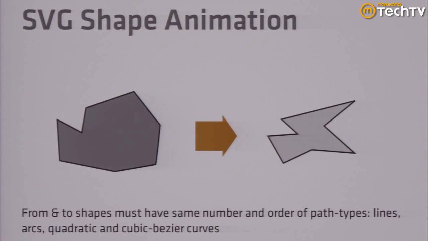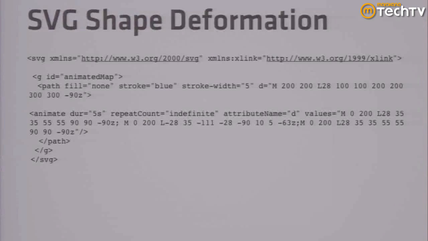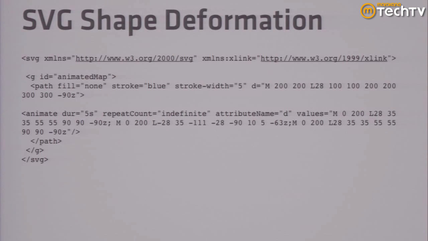So the rule here is that from and to shapes have to have the same number and order of path types: lines, arcs, quadratic and cubic Bezier curves. Basically, you can transform that into that using SMIL and SVG. And this is what a shape deformation looks like.